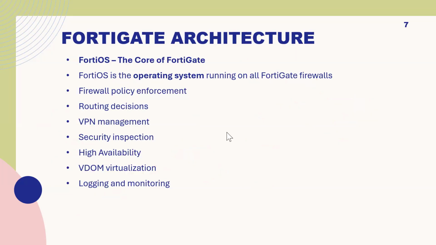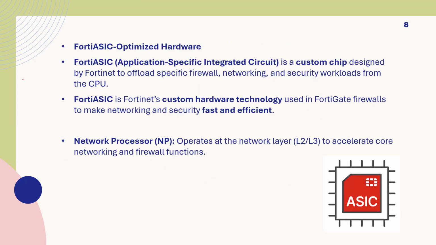Fine till here? So now you know the basic structure: one is software and one is hardware. In the FortiGate firewall, we say FortiOS for the operating system. For the hardware, what do we say? FortiASIC. What is this ASIC? Application Specific Integrated Circuit. Now, what is the meaning of this?